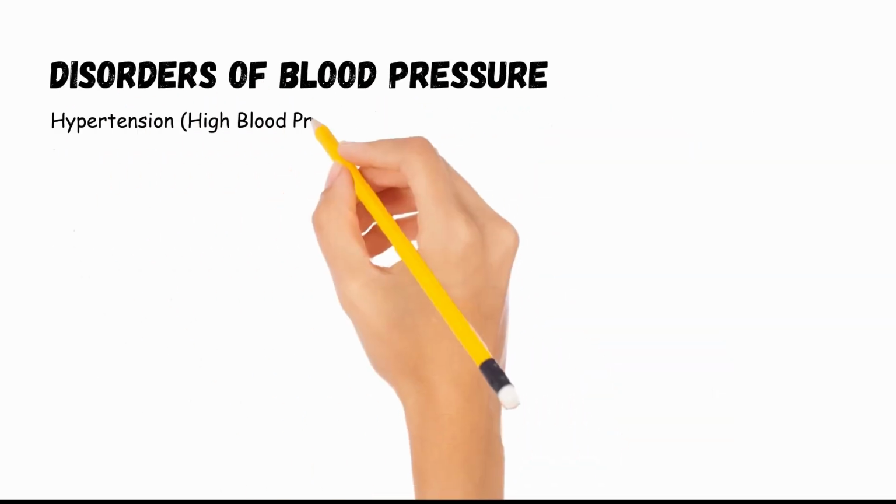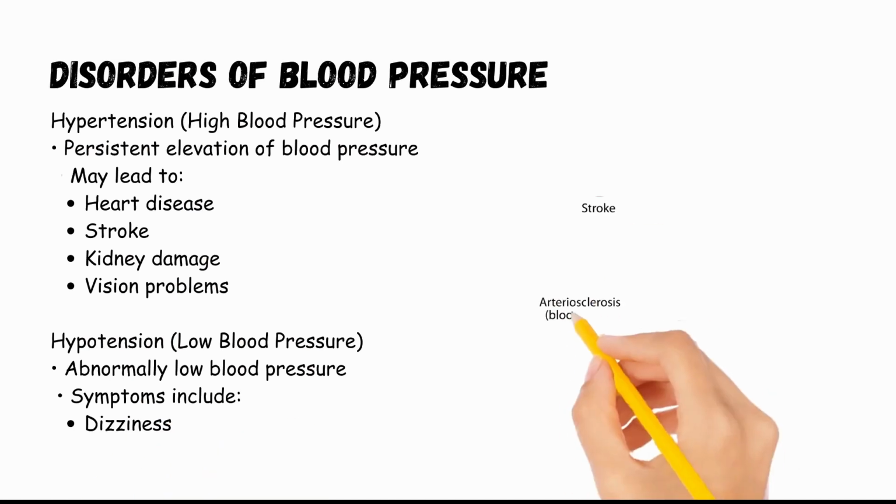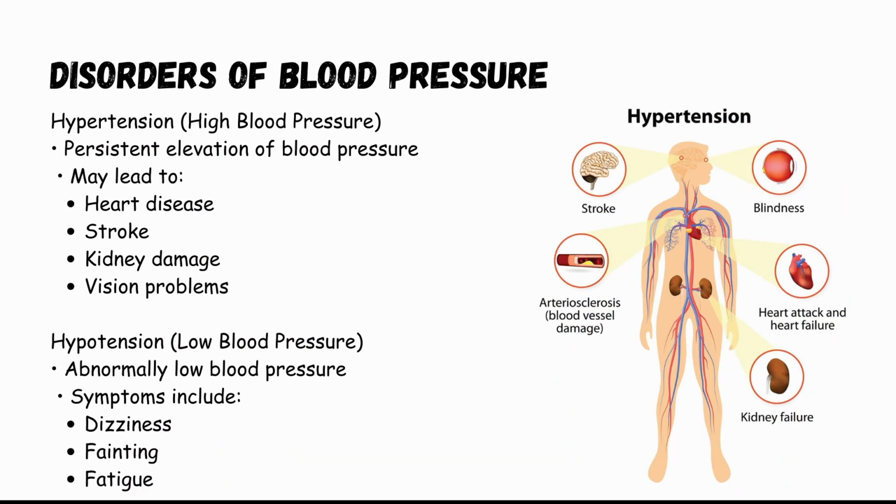There are two major disorders associated with abnormal blood pressure. The first is hypertension, which means persistently high blood pressure. Hypertension is a serious condition that can damage blood vessels and organs over time. It increases the risk of heart attack, stroke, kidney disease, and vision problems. Because it often has no symptoms, hypertension is sometimes called the silent killer.